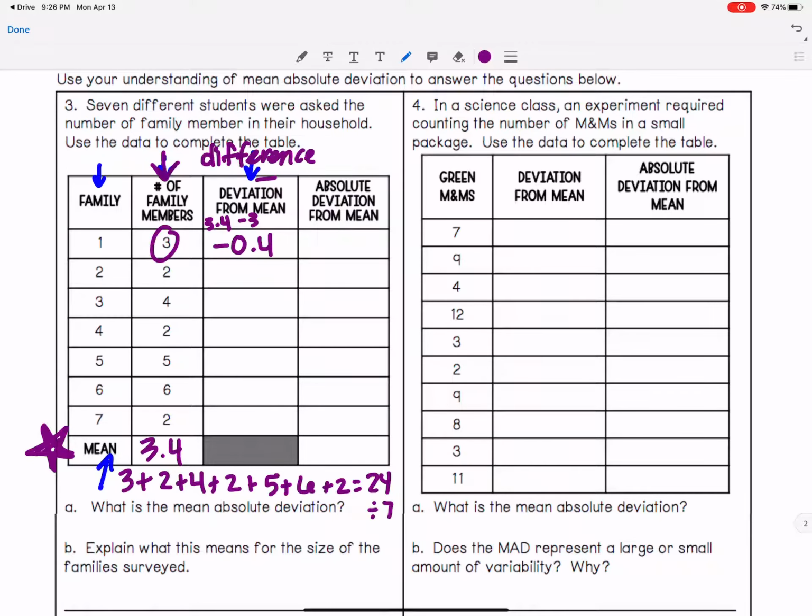I subtracted 0.4. All right, now what if I had to do 3.4 minus 2? What would I end up getting? If I did 3.4 minus 2, I'd get 1.4. And in order to get that, I had to subtract. Oh no, that kind of erased all my stuff.